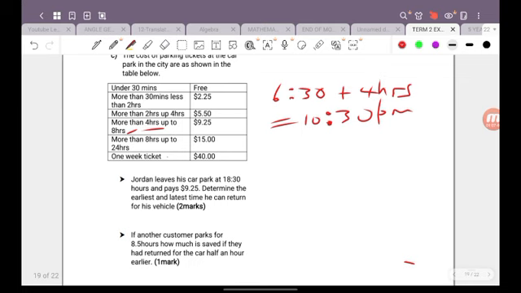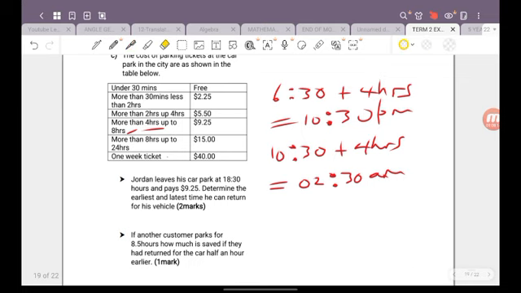But remember that the money that he's paid also allows him to park up to 8 hours. So at 10:30 in the night, he would have already parked for 4 hours, but he can park for another 4 hours, which therefore would lead us up to 2:30 hours. So that's 2:30 in the morning, so 2:30 a.m. So therefore, the earliest time he can return for his vehicle is 10:30 p.m. and the latest time he can return for his vehicle is going to be 2:30 a.m. in the morning. All right.